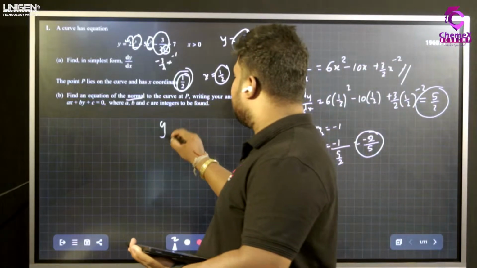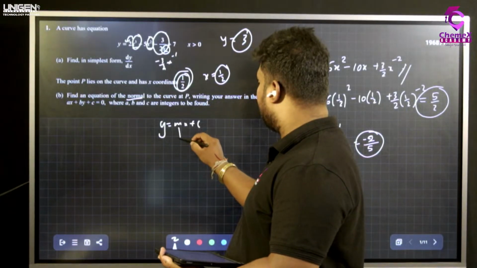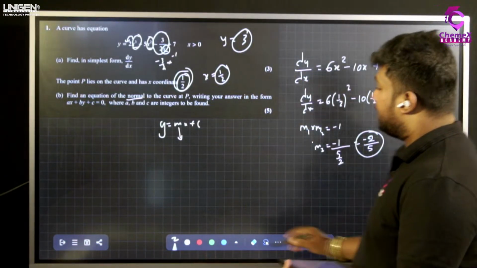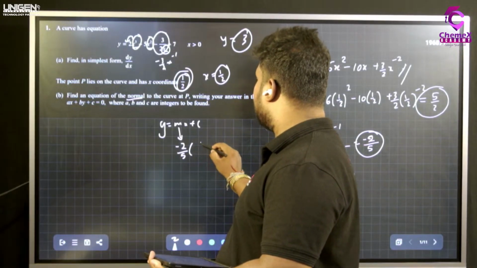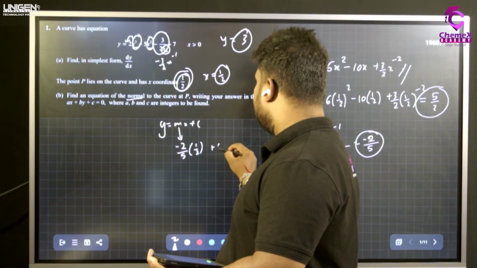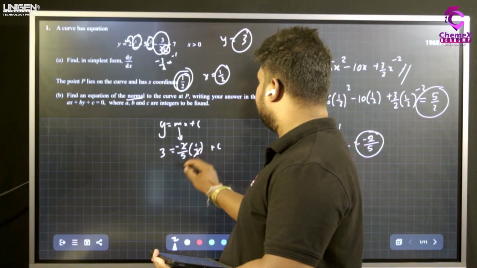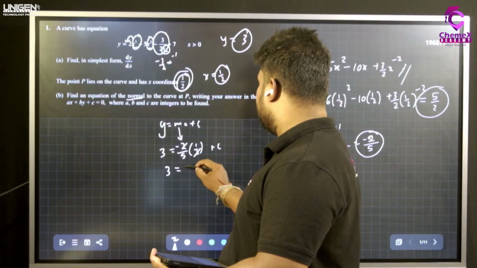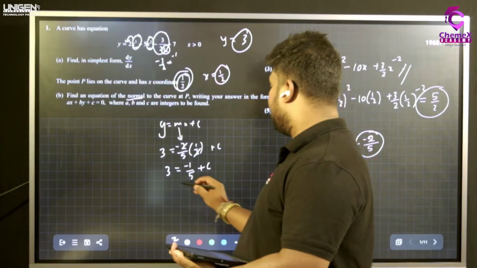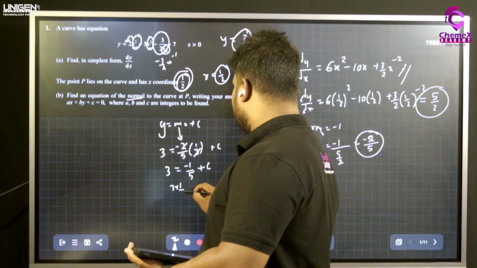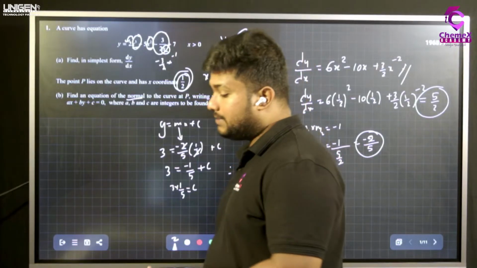y equals mx plus c for the normal equation. So m, we found the normal gradient, is minus 2 over 5. We write the x value, plus c. y is how much? 3. So what do you get? 3 equals minus 1 over 5 plus c. So c equals what? 3 plus 1 over 5 is c. Therefore, what is 3 plus 1 over 5?